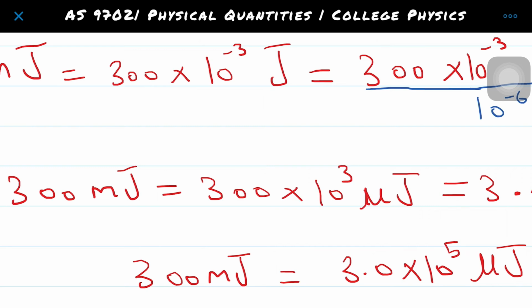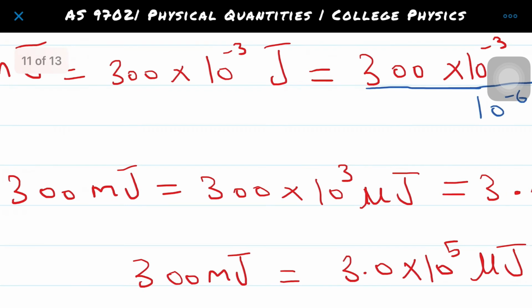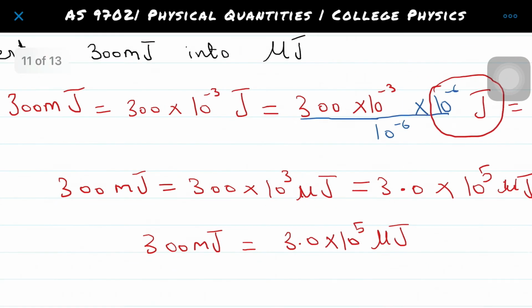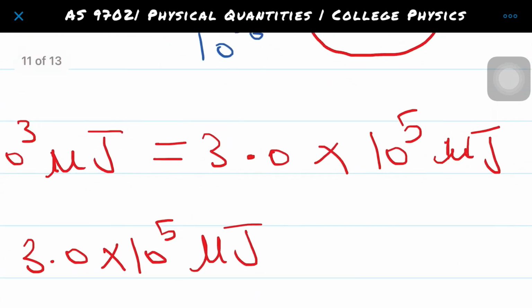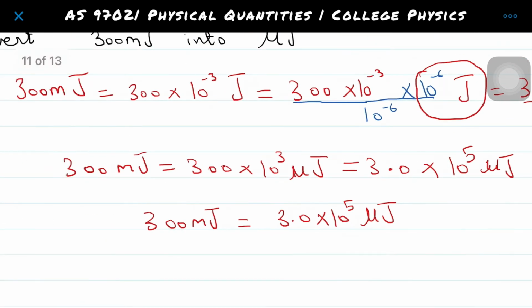So 300 into 10 raised to the power minus 3 joules is basically 300 into 10 raised to the power 3 microjoules, right? So now we'll be giving the answer in standard form. So we'll move the decimal 2 places backward. As we move it 2 places backward, it's going to become 3 into 10 raised to the power 5 microjoules. So this is the conversion. 300 millijoules is equal to 3 into 10 raised to the power 5 microjoules.